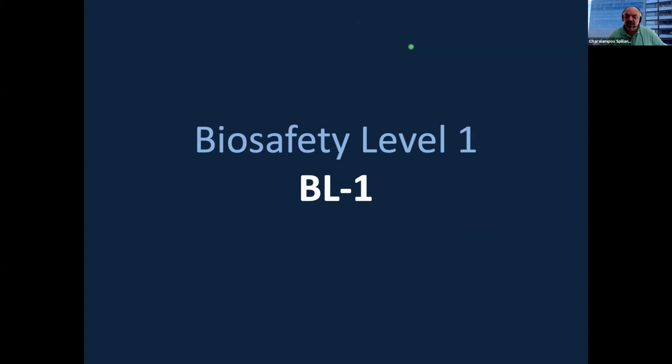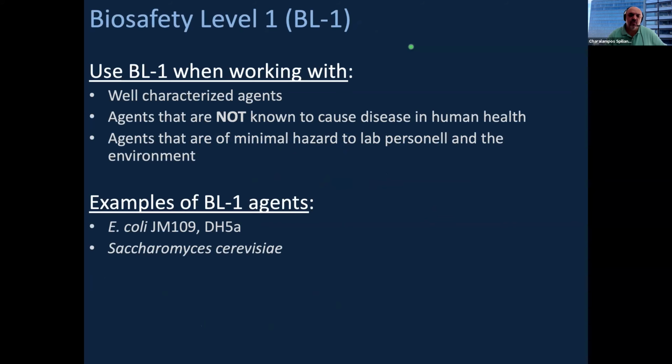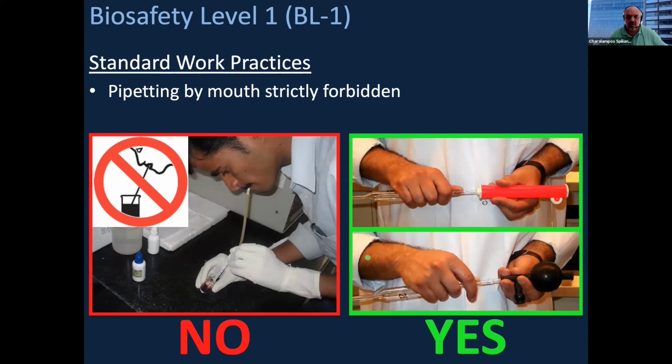So biosafety level 1 laboratories actually don't deal with that dangerous, let's say, material. Usually they deal with agents that are not known to cause disease to humans. They are of minimum hazard, and these include certain bacterial strains such as DH5 alpha or E. coli strains, and also Saccharomyces cerevisiae. So BL1 laboratories would not deal with potentially hazardous microorganisms or materials.